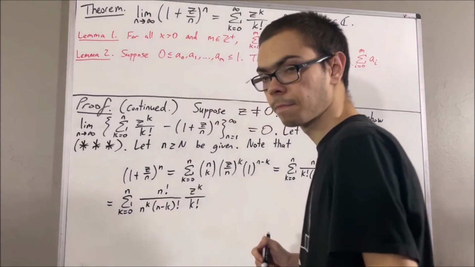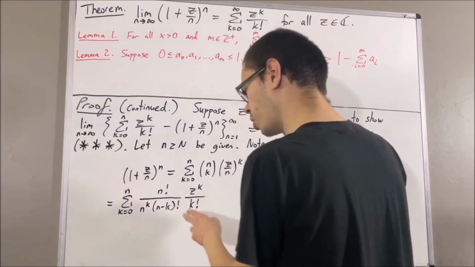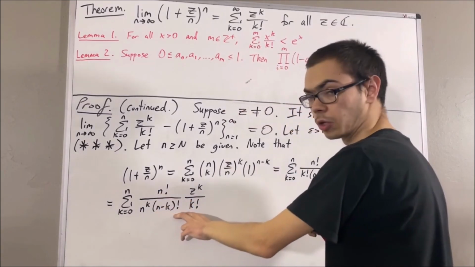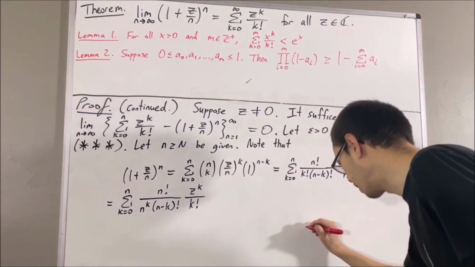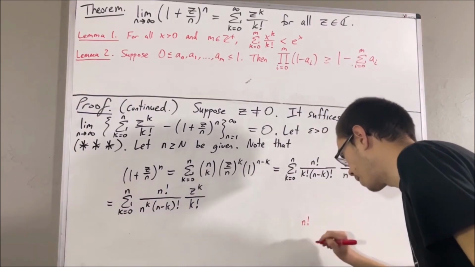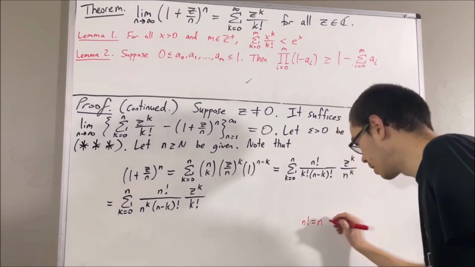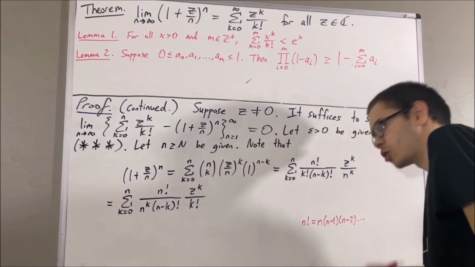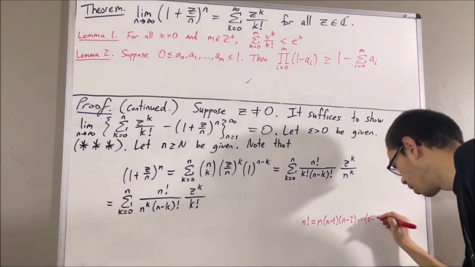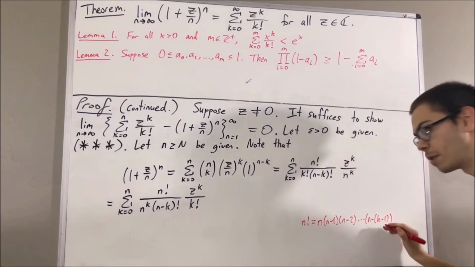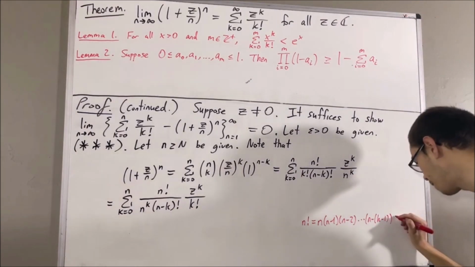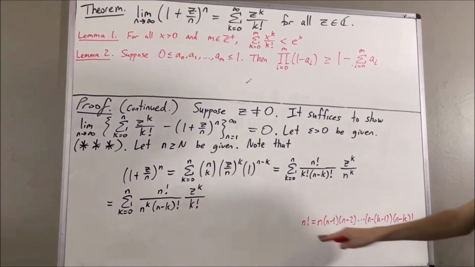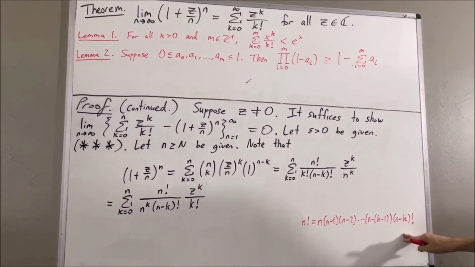So we have this. Now we are going to re-express n factorial in terms of n minus k factorial. What that would look like is something like this. We have n factorial, which is equal to n times n minus 1 times n minus 2, and so on and so forth, up until n minus k plus 1. And then after that, we have n minus k factorial, right? So these two are equal.